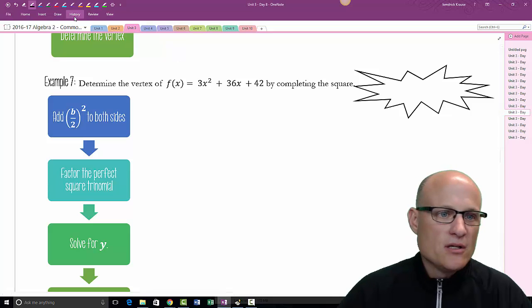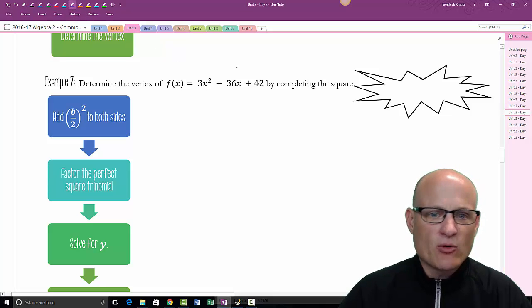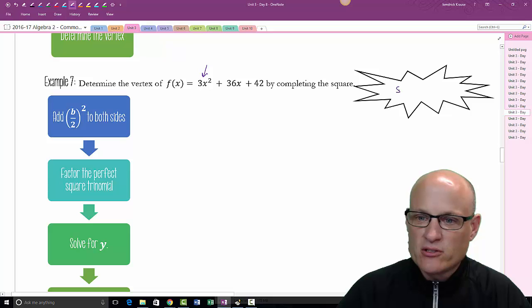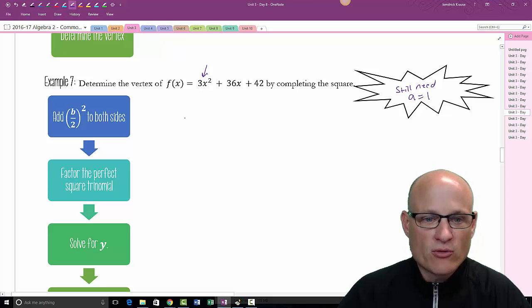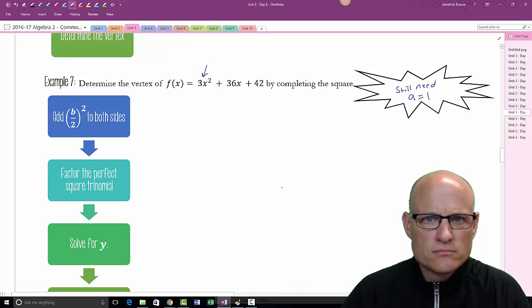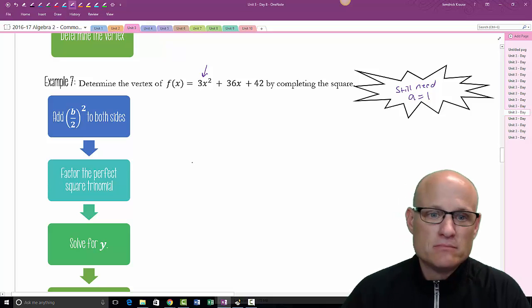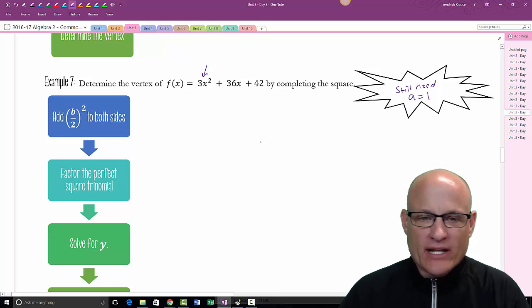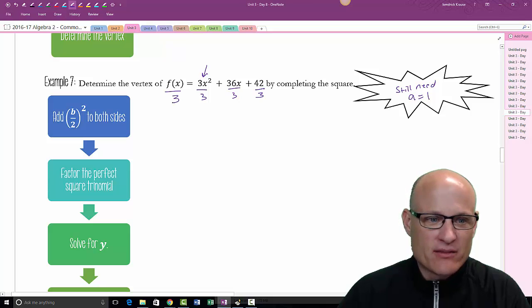So, all right, you still need to be able to get rid of this 3 here. So we still need a equal to 1. Okay, we're back. So we still need to get a equal to 1. So what we're going to do is divide this side by 3. But you can't divide one side by 3 and not divide the other side by 3.